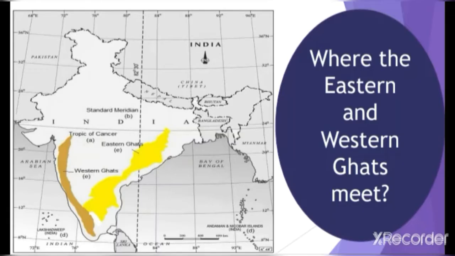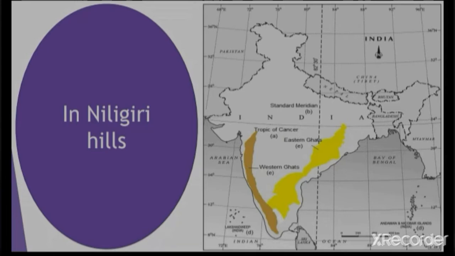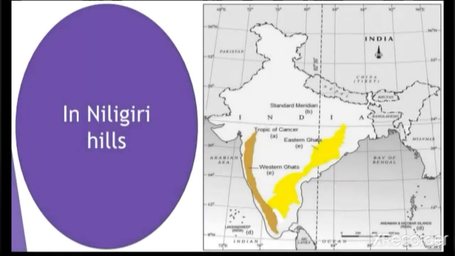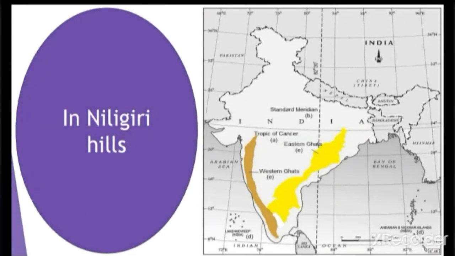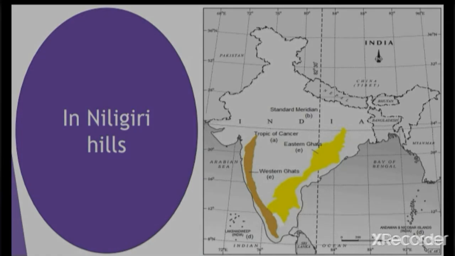Where do the eastern and western Ghats meet? One more time I will ask. Where do the eastern and western Ghats meet? In Nilgiri Hills. Yes my child, you are right. The western and the eastern Ghats meet in Nilgiri Hills.